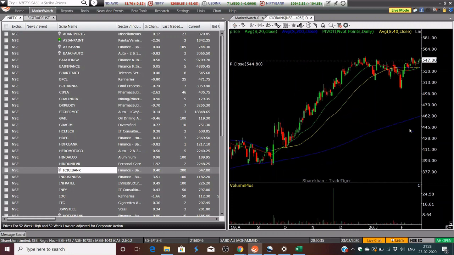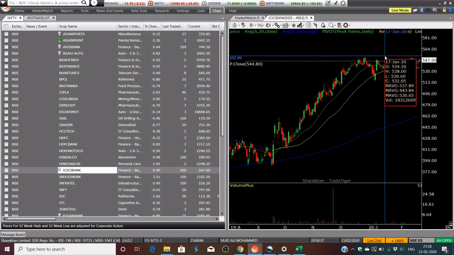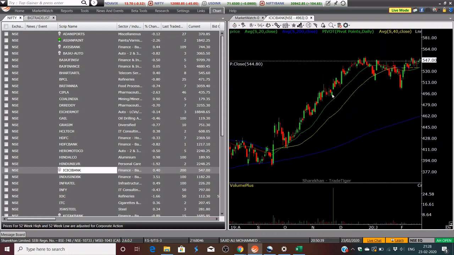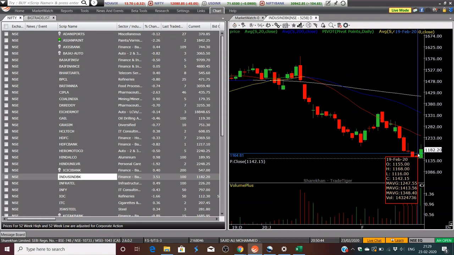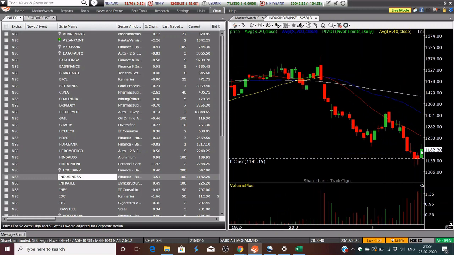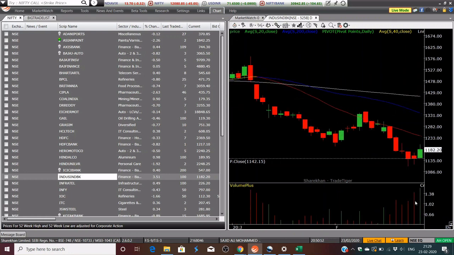ICICI Bank, sideways, wait for the breakout at 552. IndusInd Bank, let's see if it has retraced. It has retraced. It has given a bullish entry. Green candle above this was our entry point, so you can enter long on this. And look at the volume here. This is a very good trade, guys.